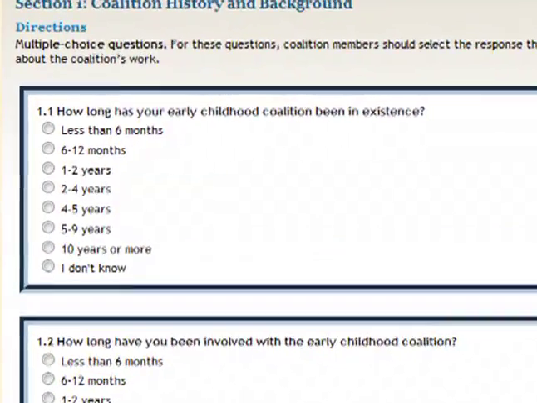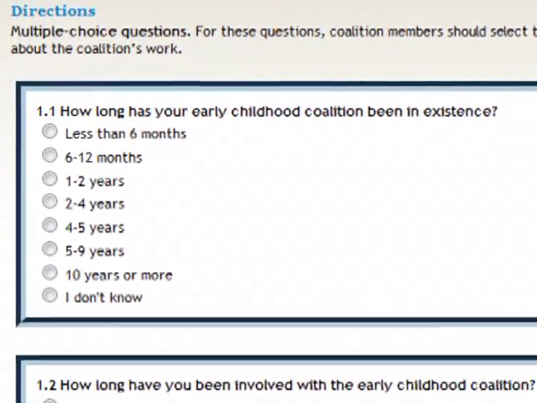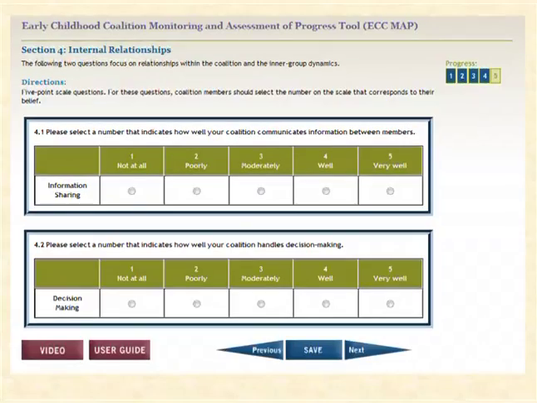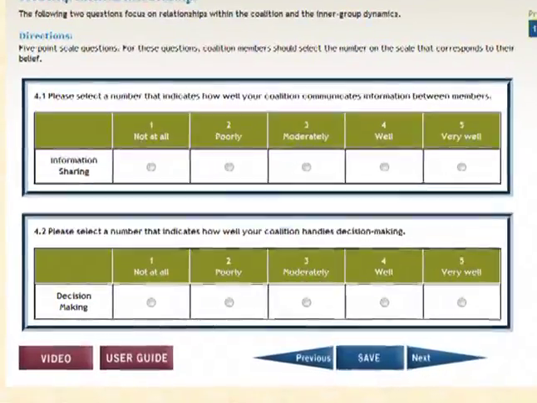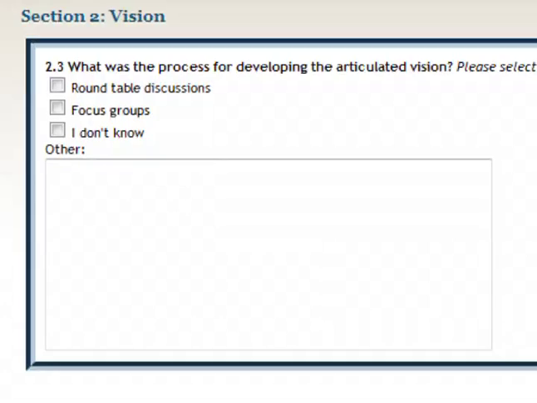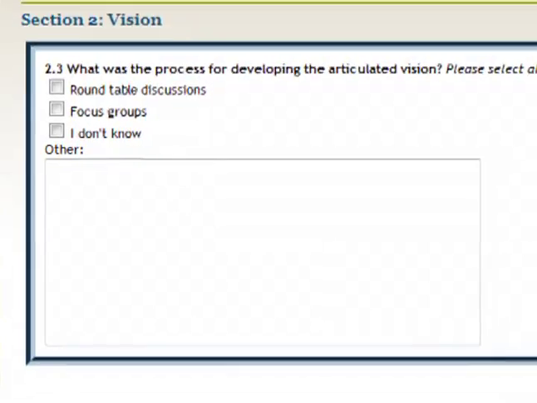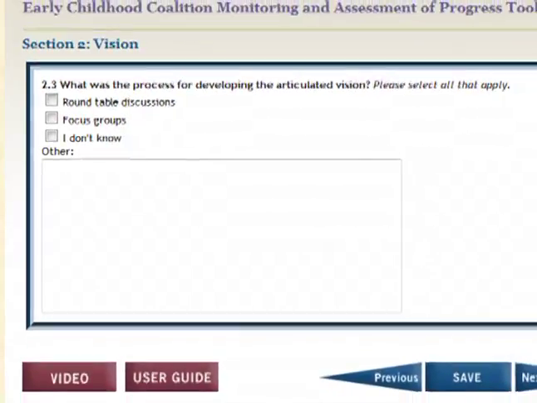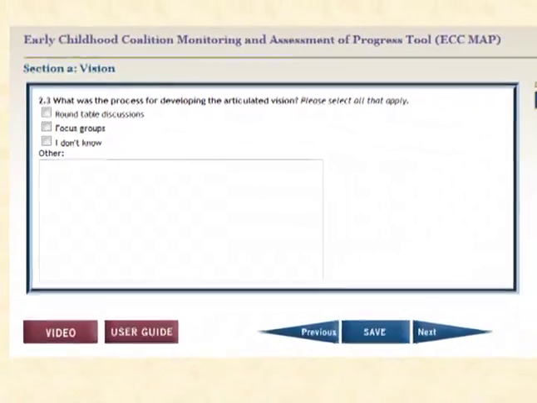To complete the ECC MAP, coalition members will answer 2 types of questions. The first is multiple choice, where coalition members select one answer. The second type of question is a 5-point scale, and coalition members should select the number that best corresponds to their belief. And we also include a space for coalition members to write down additional information in response to the questions.